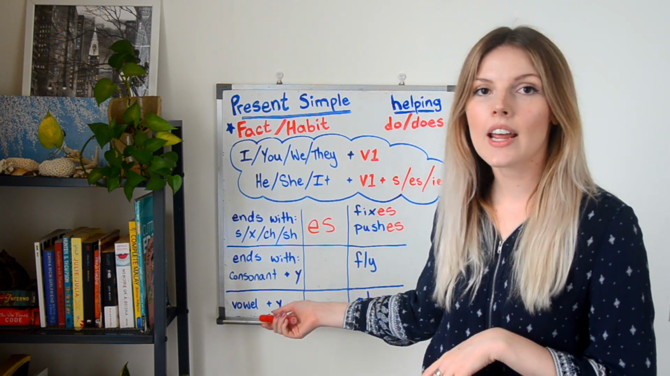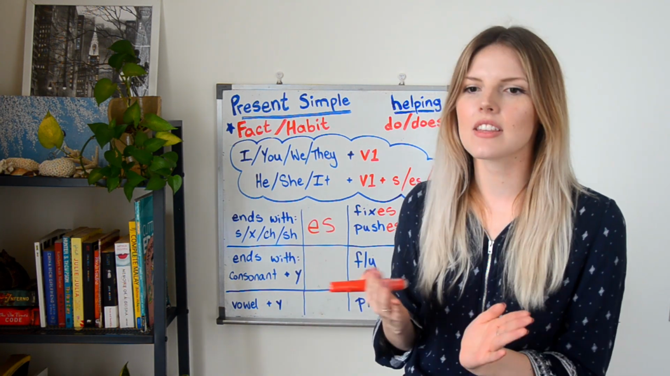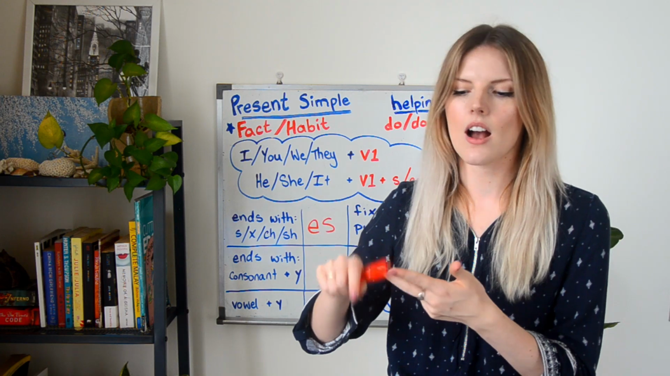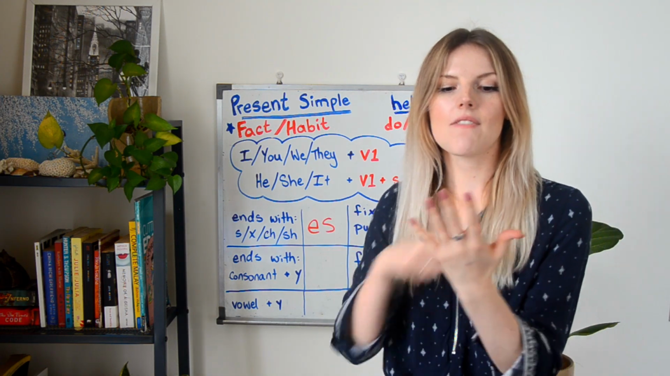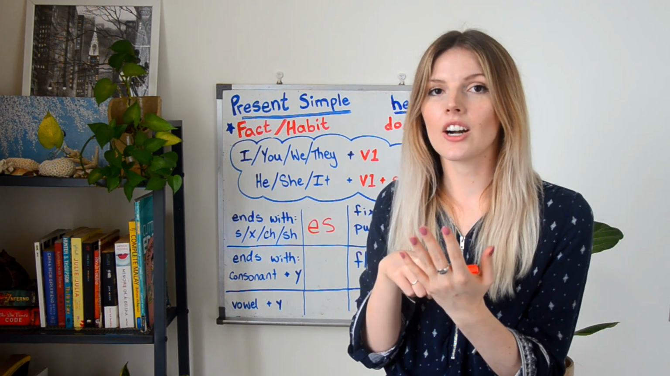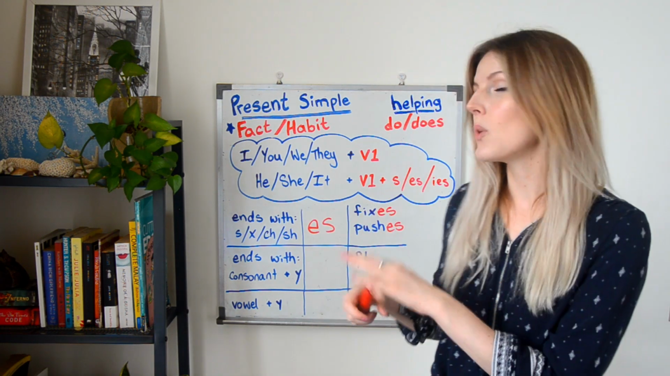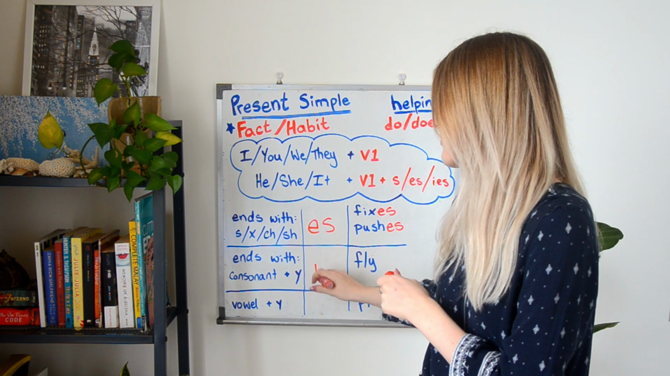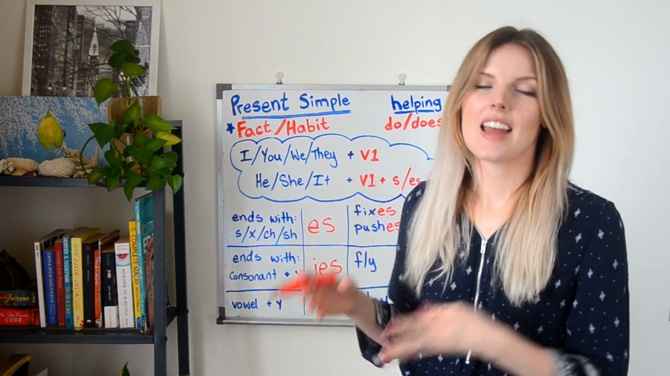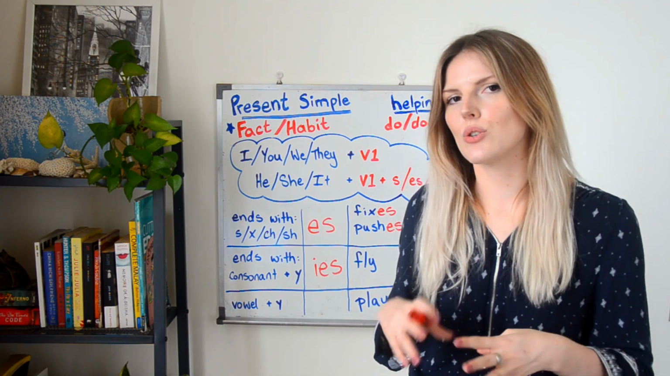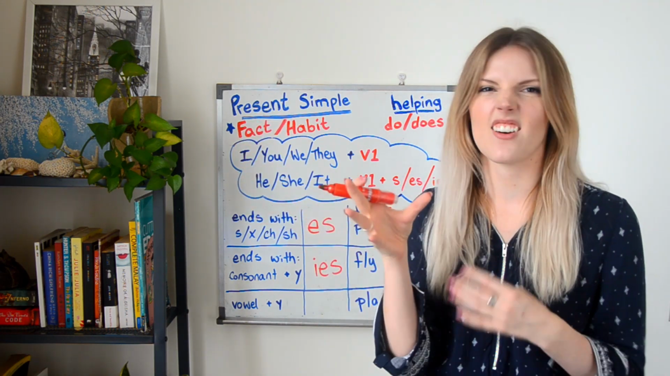Ends with Y. So a consonant is everything that's not a vowel. A, E, I, O, U, sometimes Y. Those are our vowels. But if it's not one of those 5 letters, it's a consonant. We add IES. Now, there's something else that we need to do to it. We can't just stick IES on the end.